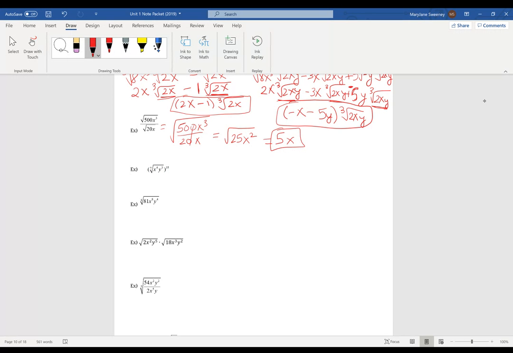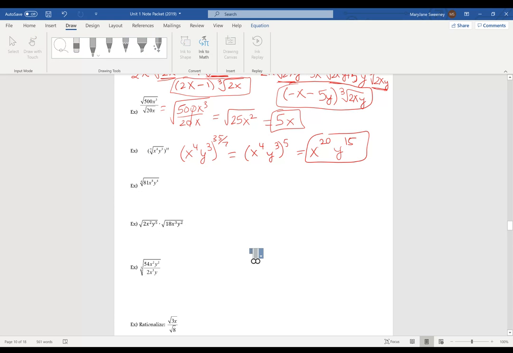Okay, for this next one, we have x to the fourth y cubed to the 35 divided by 7, right? The exponent is the numerator, the index is the denominator. So this is actually x to the fourth y cubed to the fifth power. And then we know power to a power, we multiply: x to the 20, y to the 15th. So as I said, this will also practice exponents.